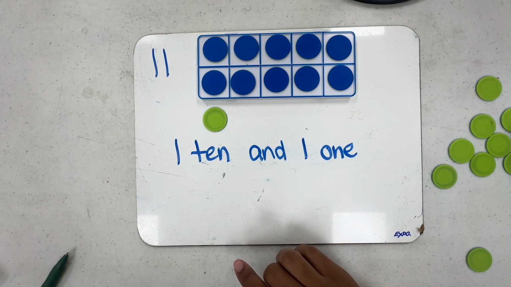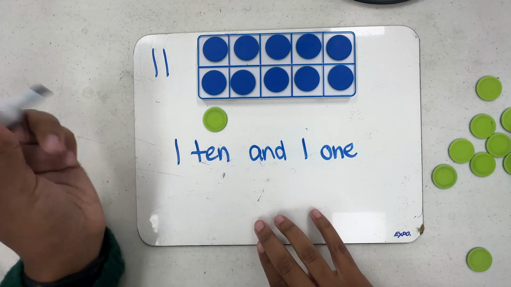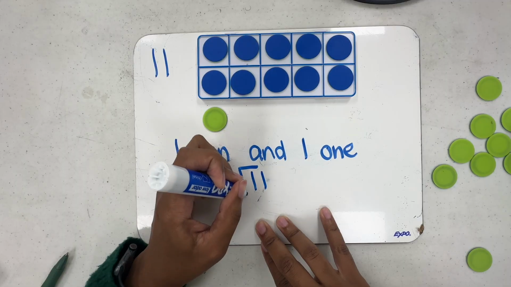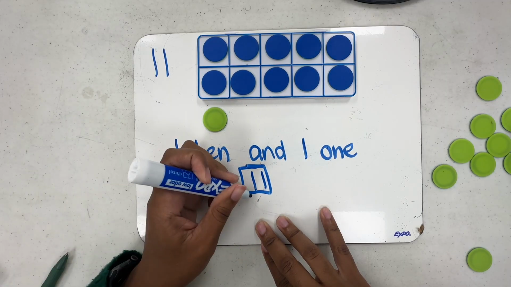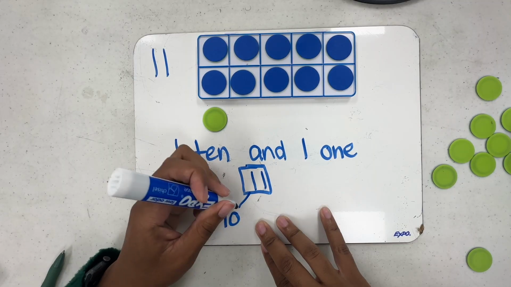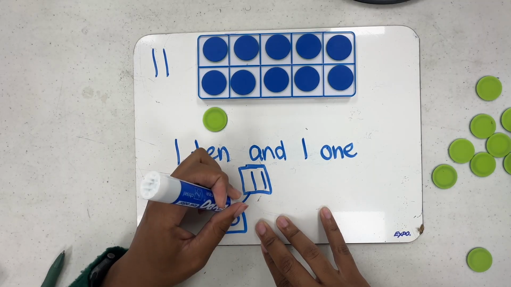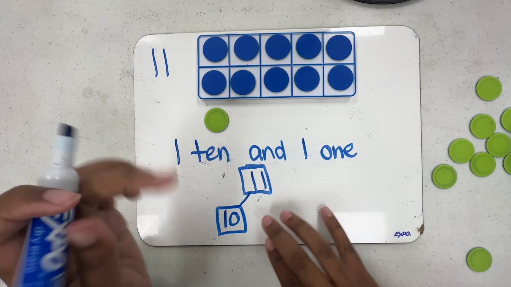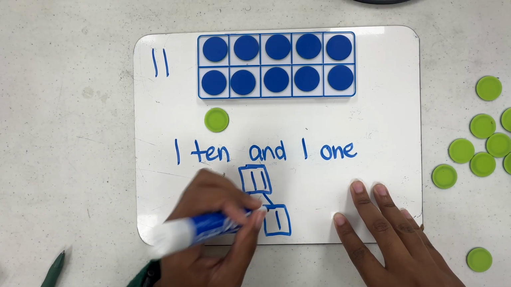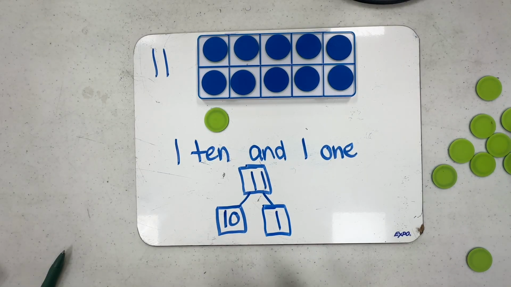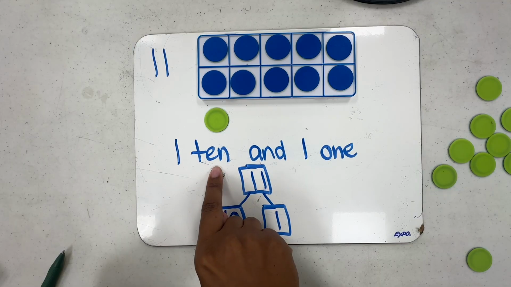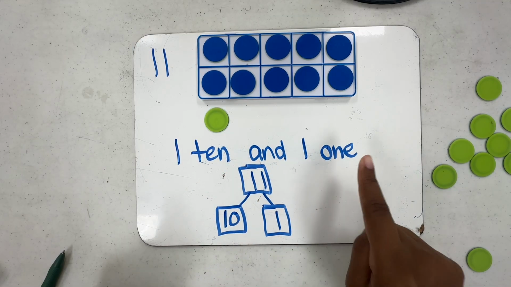Well, if I had to decompose it into a number bond, my whole would be 11. I have my group of 10. And then I have 1. So the number 11 is made up of 1 10 and 1 1.